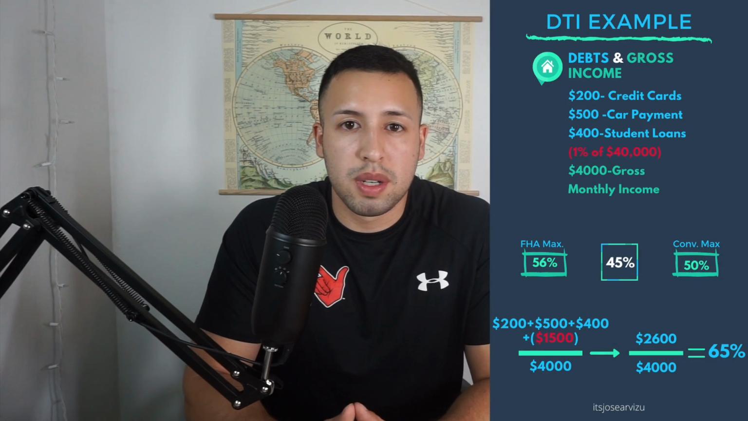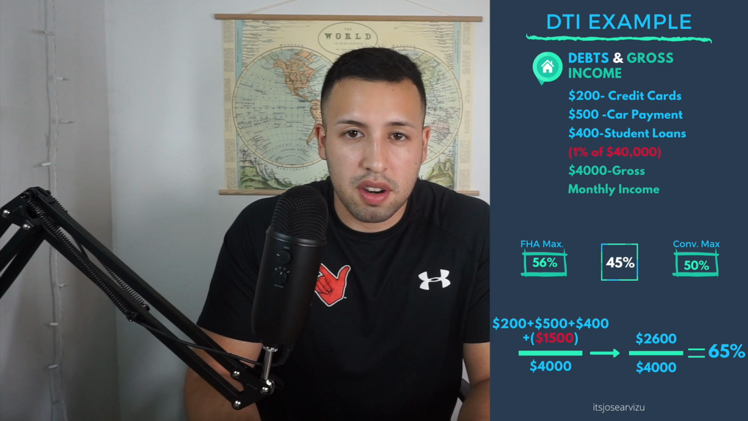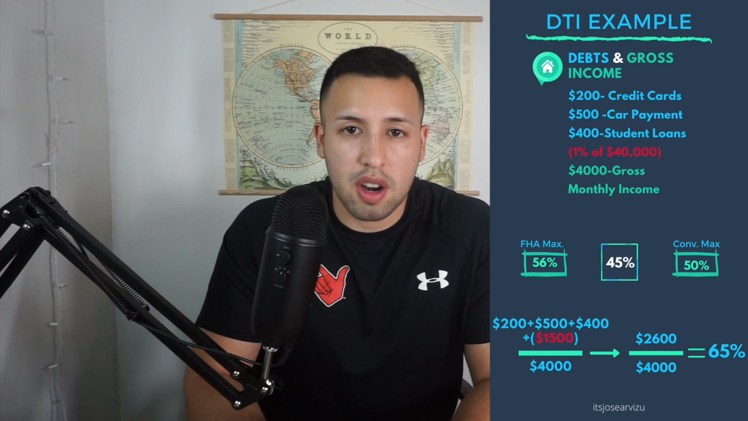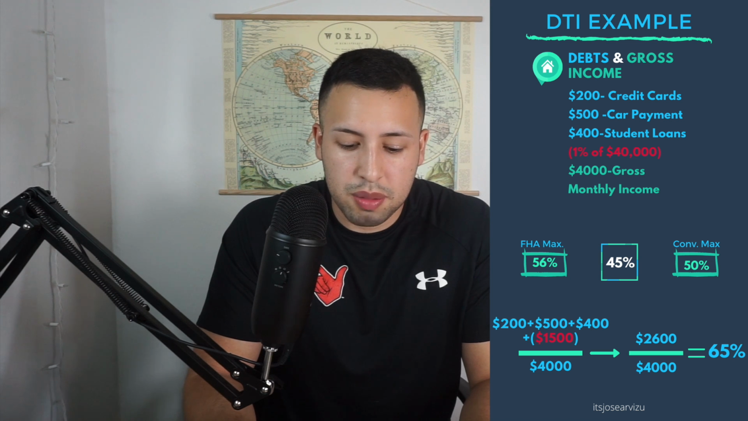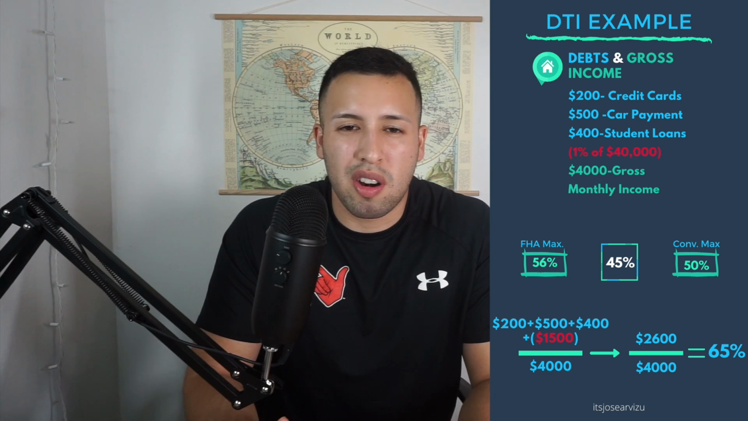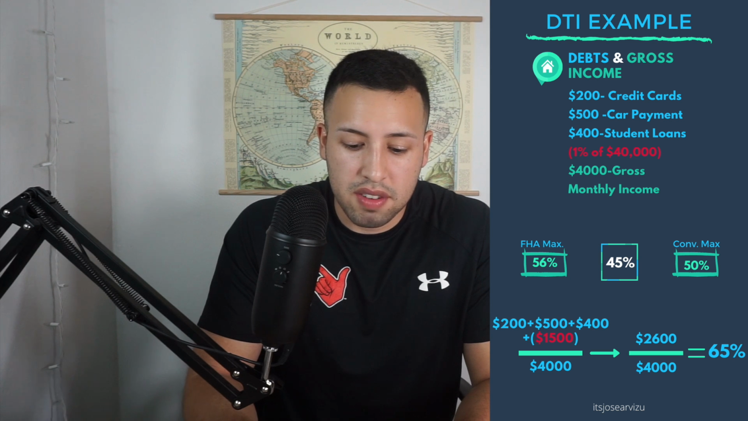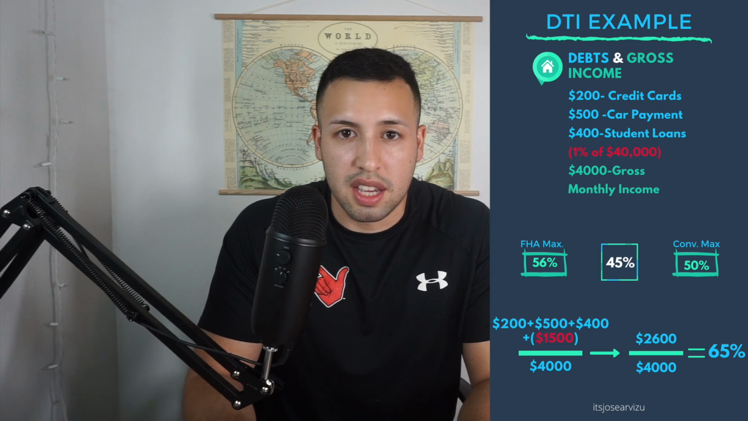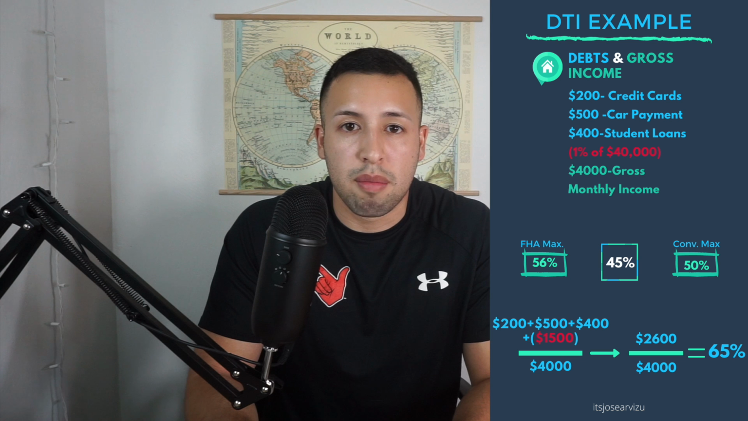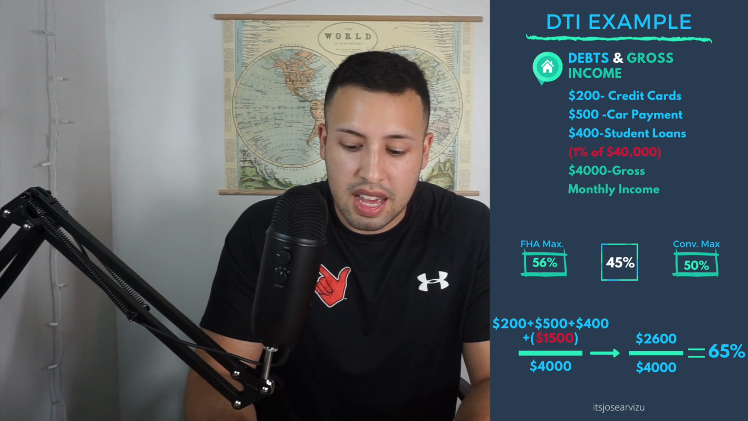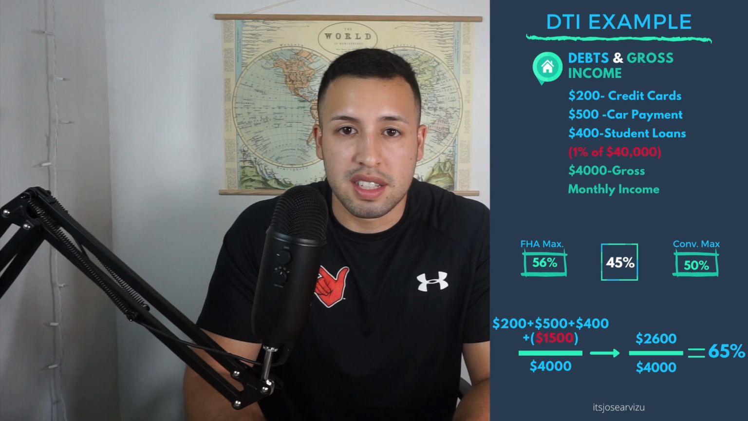Okay, in this example, our borrower has a gross monthly income of $4,000. In our DTI calculation, we're going to add up all the current debt he has, which is 200 plus 500 is 700, plus 400 is 1,100. And let's say this borrower thinks he can afford a $1,500 monthly mortgage payment. So we'll add that to his current debt, 1,100 plus 1,500, and he is at $2,600 for his monthly debt. What we do next is divide that by his gross monthly income of $4,000, and we get 65% DTI.